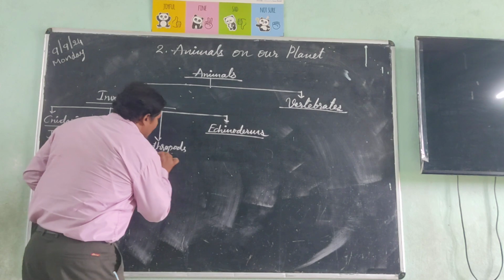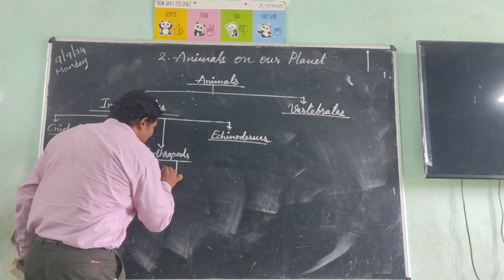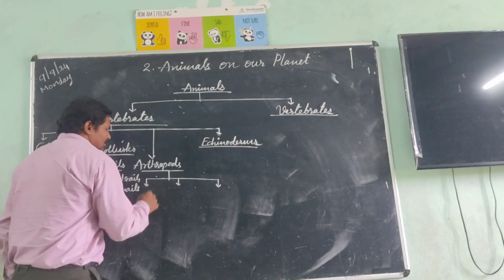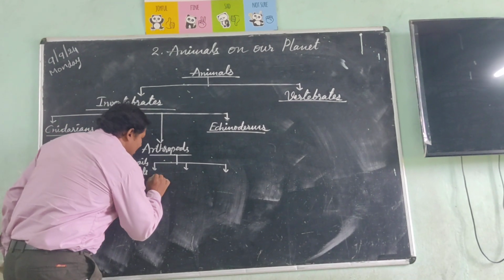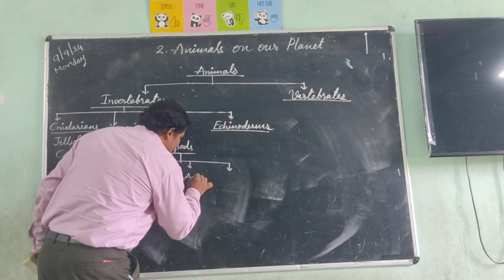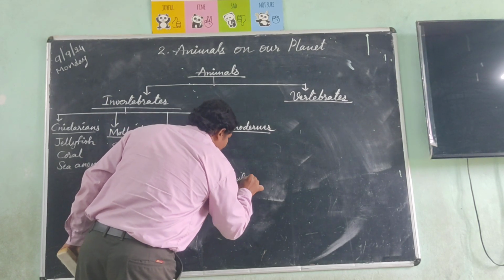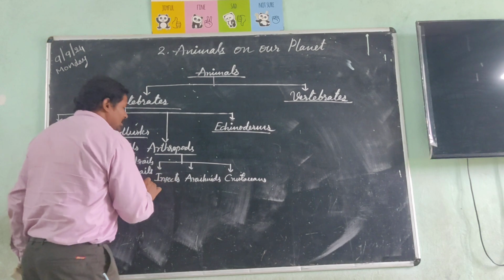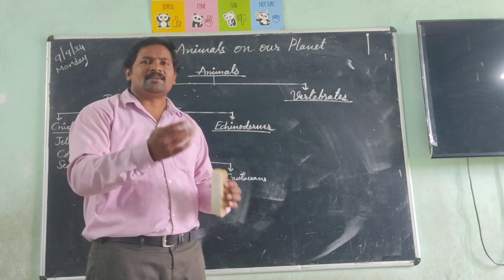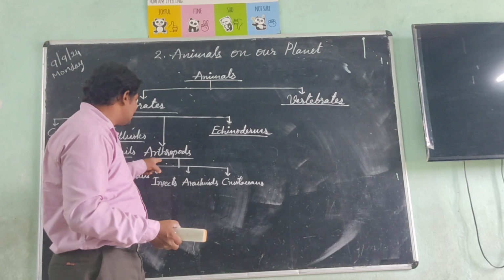The next one, arthropods. These arthropods are classified again into three classes. Three classes are explained separately. In that, insects are there, arachnids, then crustaceans. Along with these, centipede and millipede are also included, but they are not given under any of these classes of animals. They are just treated as arthropods.